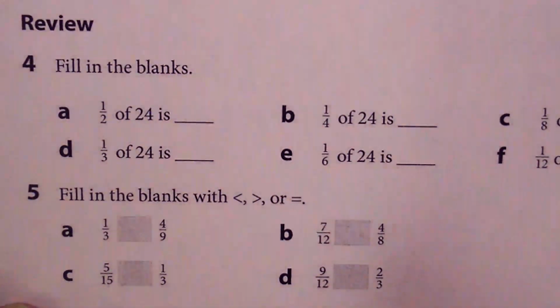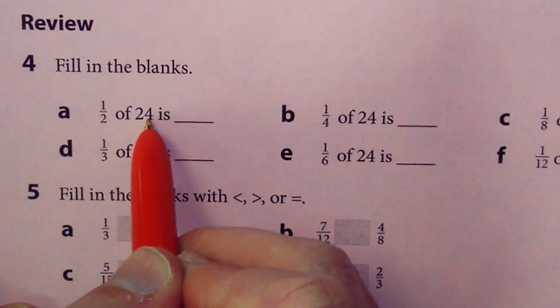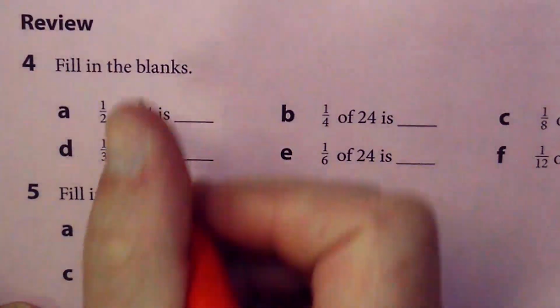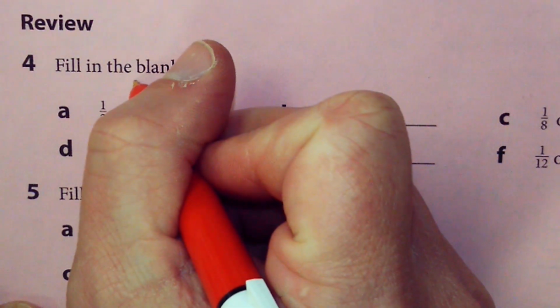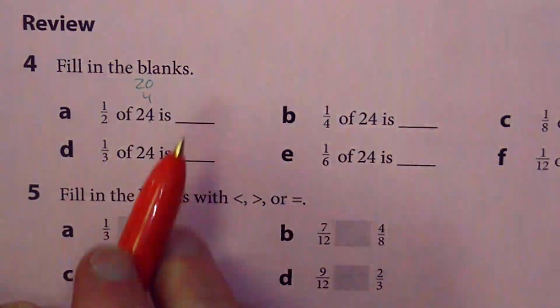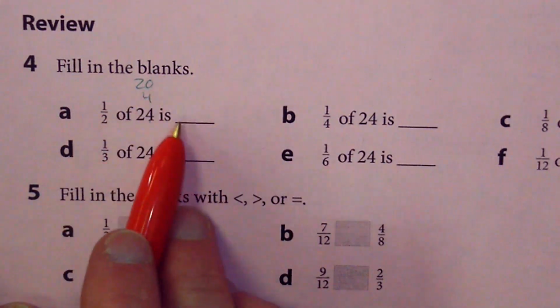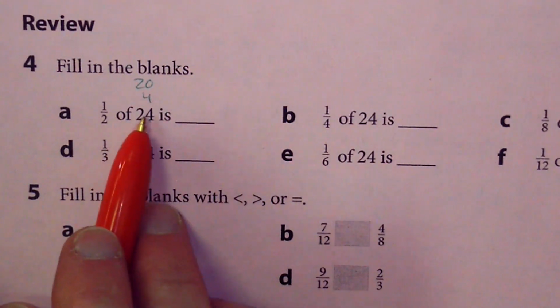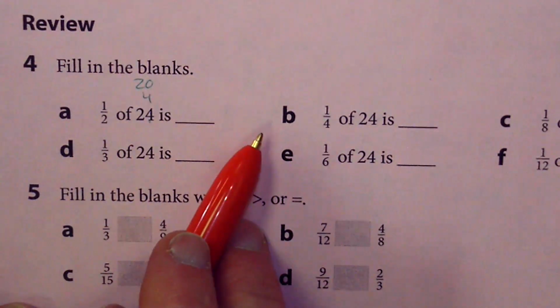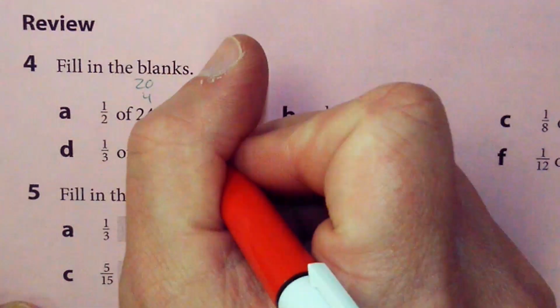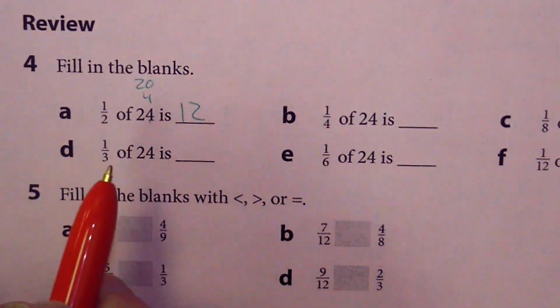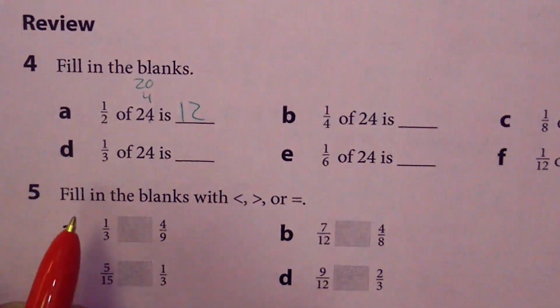Fill in the blanks. 1 half of 24. A couple different ways you could do that. You could make it friendlier by saying half of 20 and half of 4, right? So that'd be 10 and 2 and then combine them. Maybe you just know half of 24 is 12. Or maybe you want to think of what times 2 is 24. 12 times 2 is 24. There's a couple different ways you can approach these numbers.